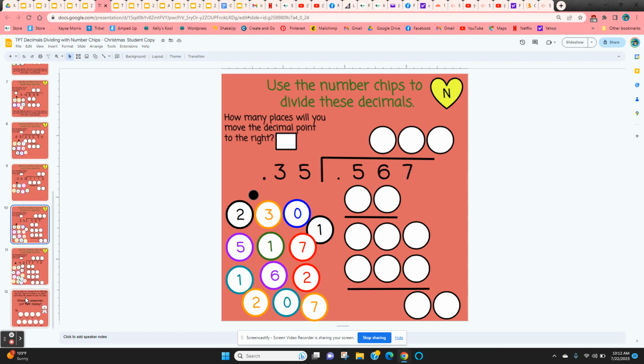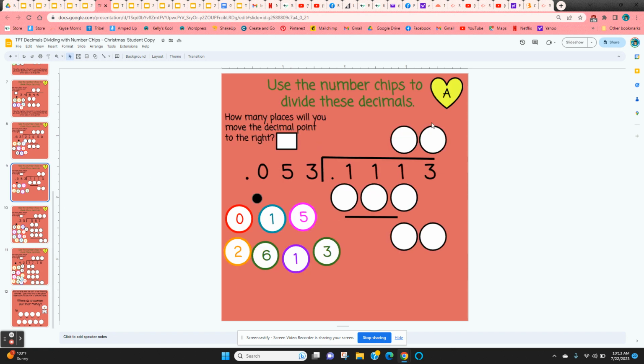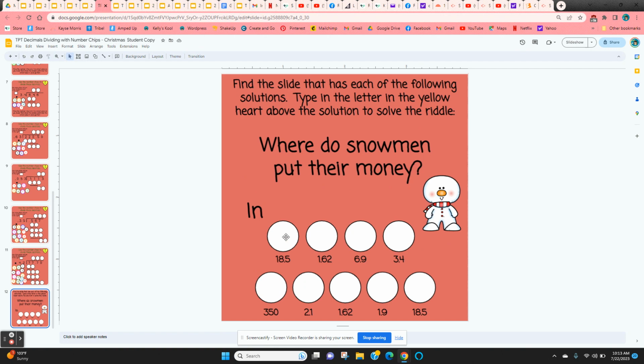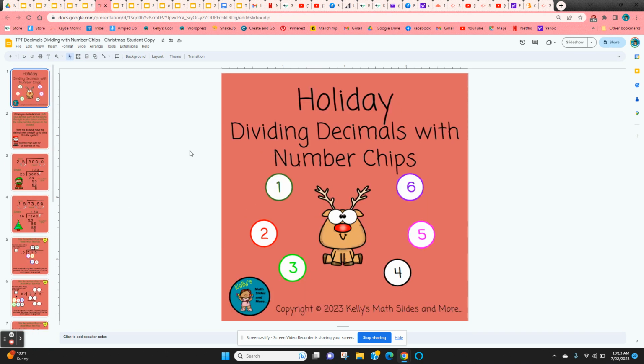And when they get to the very last slide, they've got a holiday riddle. They're going to solve it by finding these quotients on one of the slides. When they find that quotient, they're going to look at the letter on that slide. In that case, it would be an A, and then they're just going to type in that letter above its answer. If they do it correctly, it should solve the riddle. So this is a digital lesson, holiday version of dividing decimals with number chips.